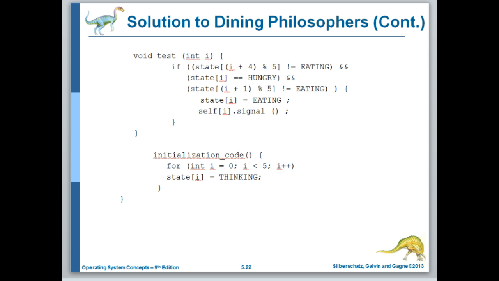So here's the code for test, and it's performing a rather important function. Imagine that we're trying to eat. We're calling test, passing in our identifier. In essence, we check to see if the chopstick to our left and the chopstick to our right are available. We know we're hungry. And if both chopsticks are available, we change our state to eating, which in the pickup code will allow us to proceed. And then signal.